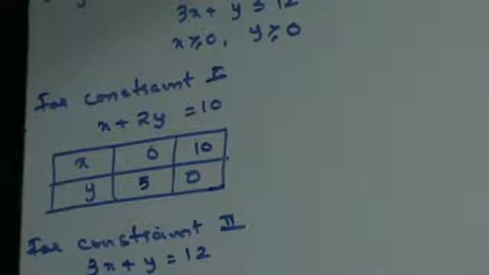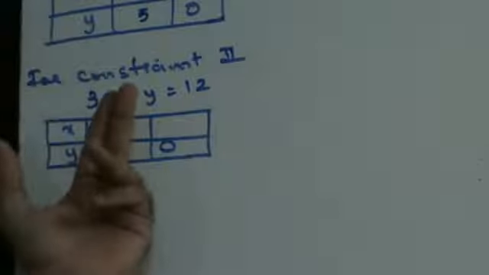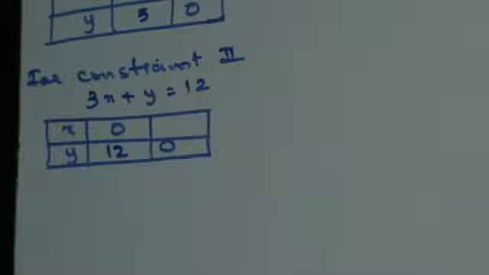Right? See, I'll show you another equation like this. 3x plus y is equal to 12. X, y, put 0 and 0 here. See this. If x is 0, then y will become equal to 12. If y is 0, then 3x is equal to 12. Therefore, x is equal to 4.